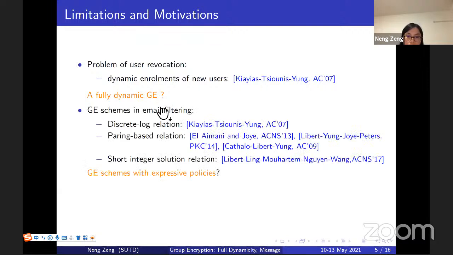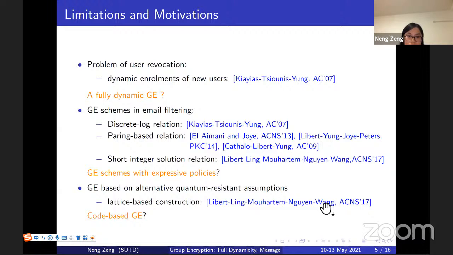The second limitation is about the usefulness of existing group encryption schemes in the context of email filtering. In all known instantiations of group encryption, the relations for messages are defined according to computationally hard problems. For example, the discrete log relation is employed in the KTY model for message filtering. This treatment fits the definition of group encryption, but in real life, it is hard to sample a witness to satisfy the relation. So can we design group encryption with some expressive policies?